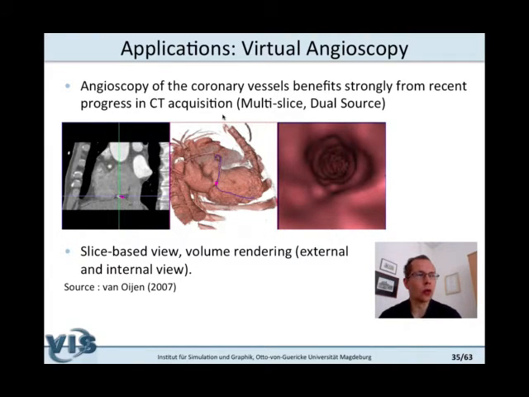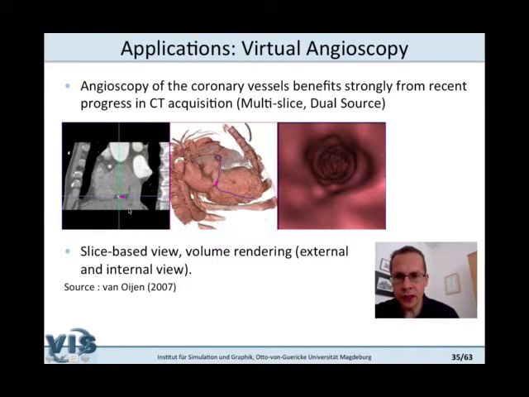Multi-slice CT not only helped to improve the spatial resolution, but it also helped to accelerate the image acquisition process. And by accelerating the image acquisition process, motion artifacts could be reduced. That's clear. Yeah, if imaging is faster, then there are not so many movements going on in this shorter period of time. And the beating heart, of course, exhibits a lot of motion.